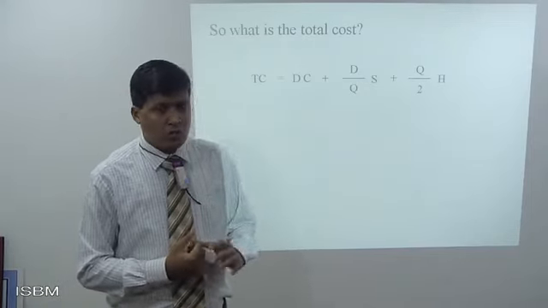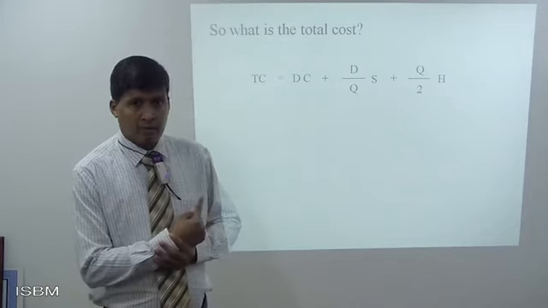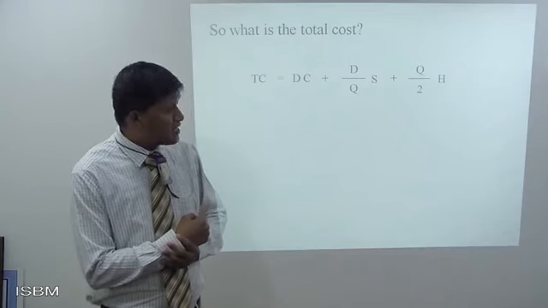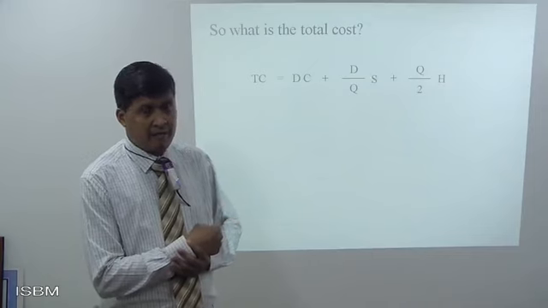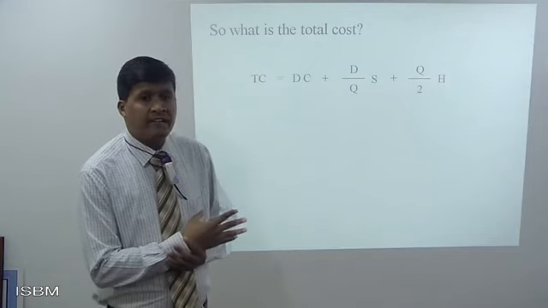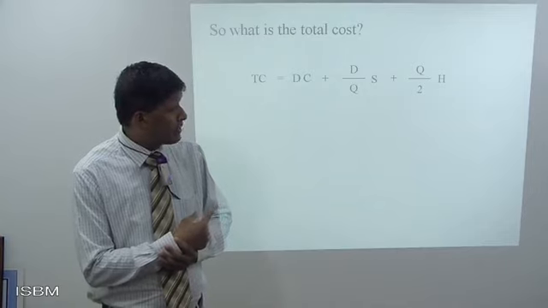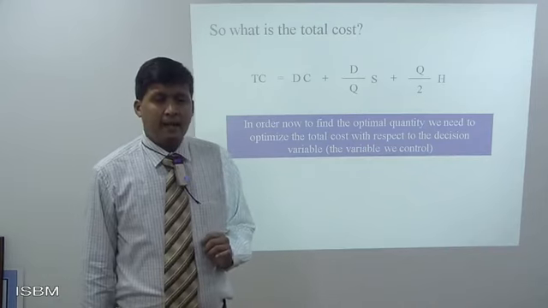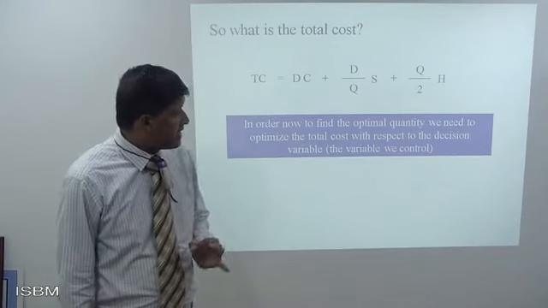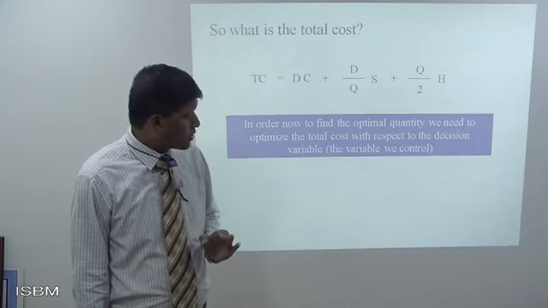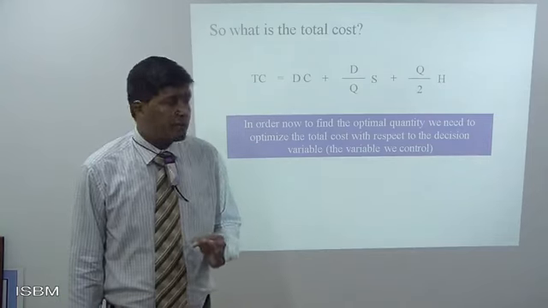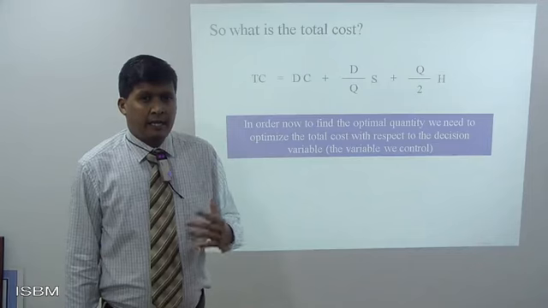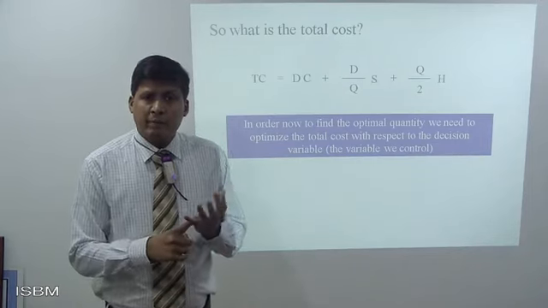So what is the total cost? Total cost is equal to demand into cost, DC, plus D by Q into S, the ordering cost, and we also have an inventory cost, that's Q divided by 2 into H. In order to find the optimal quantity, we need to optimize the total cost with respect to the decision variable, the variable we control. Now the point is, can an organization control demand?